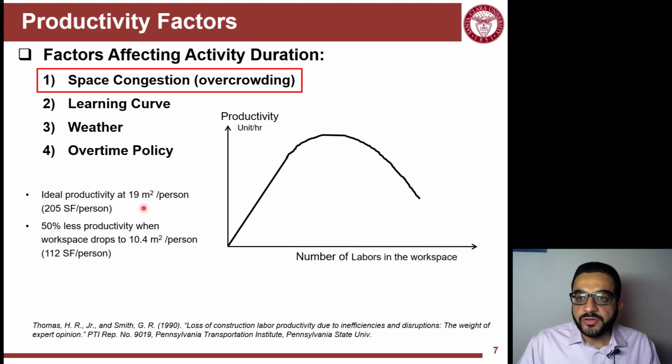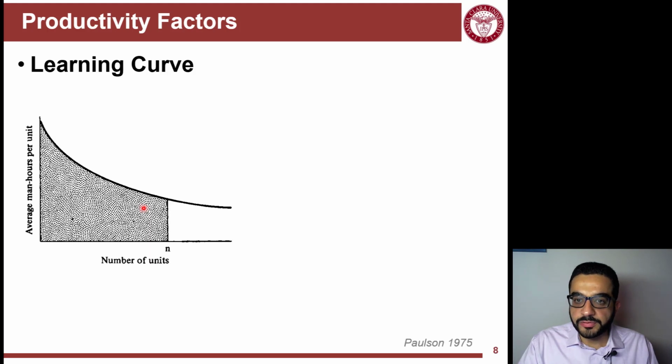So space congestion on site is a big factor, and trade stacking is another term used in the industry. Stacking trades on each other will have a negative impact. Electricians, for example, do not like to be stacked and work in the same space with other trade crews. So it's a very critical factor to consider.